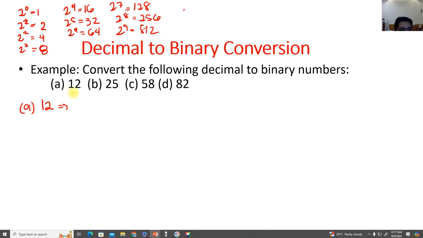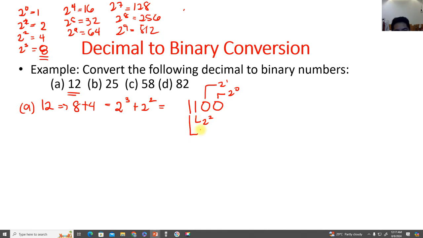Okay, so for 12, we are going to choose 8 plus 4. Meaning this 8 would be 2 raised to cube, then plus 2 squared. If we position that, we have 0 for 2 raised to 0, 0 for 2 raised to 1, 1 for 2 squared, and 1 for 2 cubed. So this is 2 raised to 0, 2 raised to 1, 2 raised to squared, and 2 raised to cube. So that 2 cubed is 8 plus 4, it is 12. So 1, 1, 0, 0.